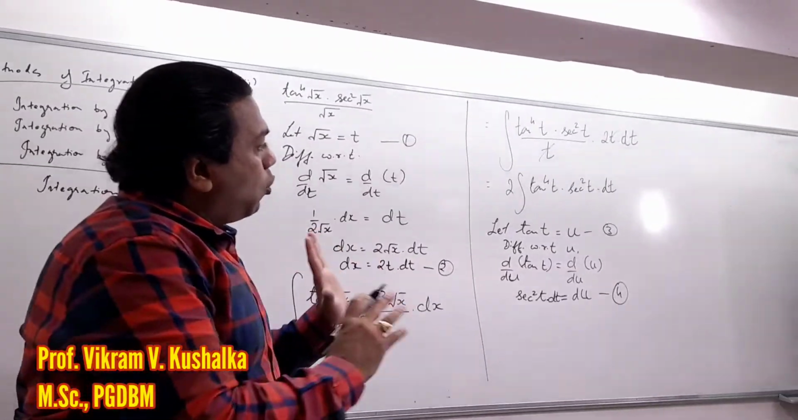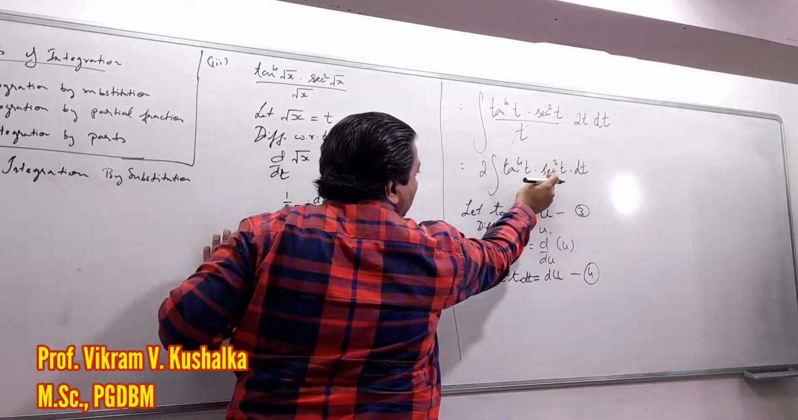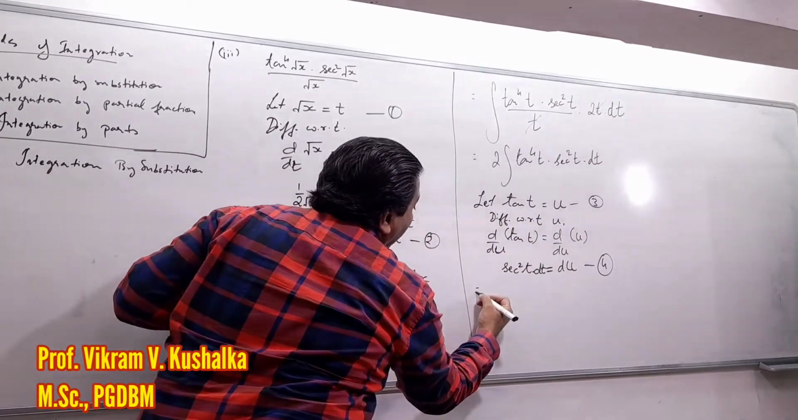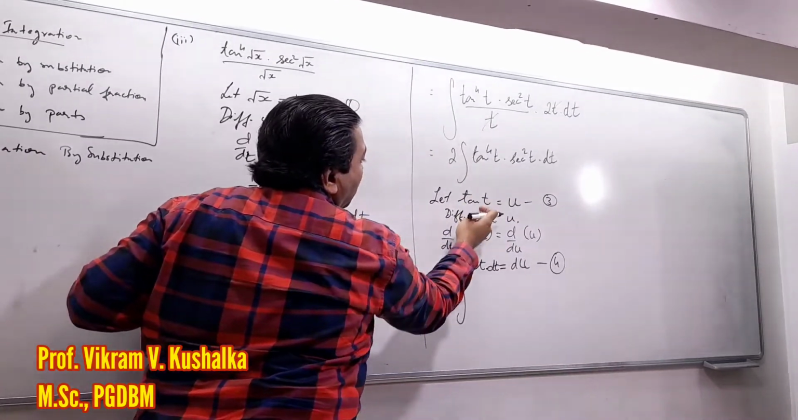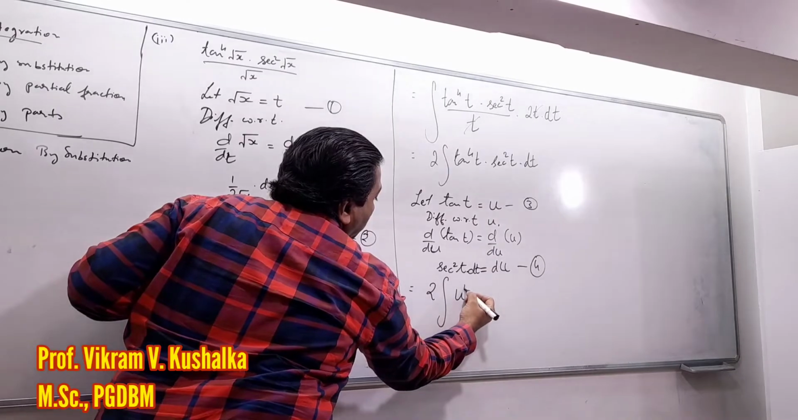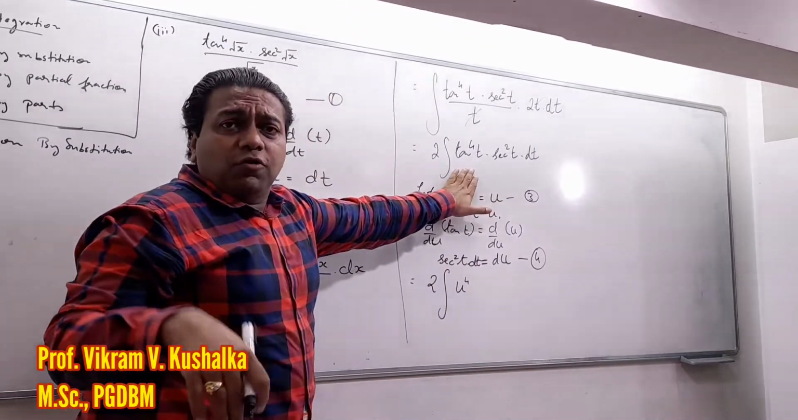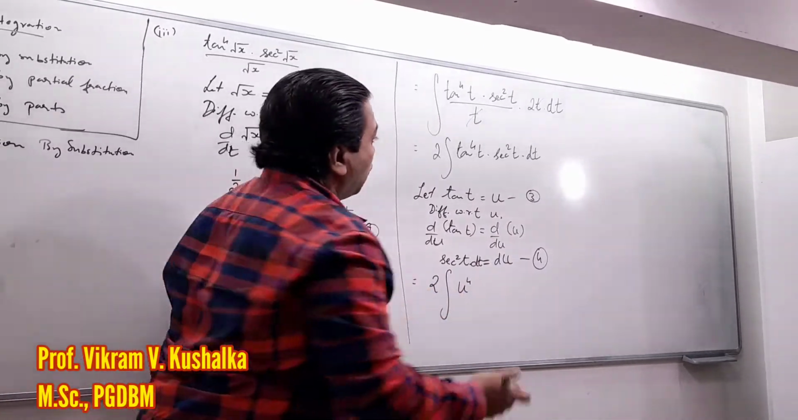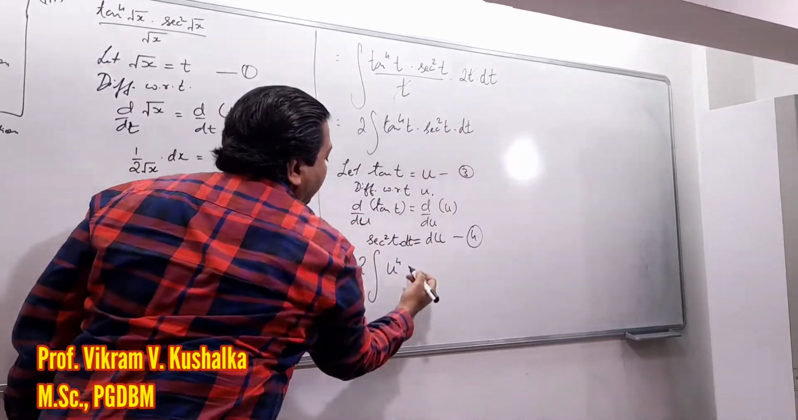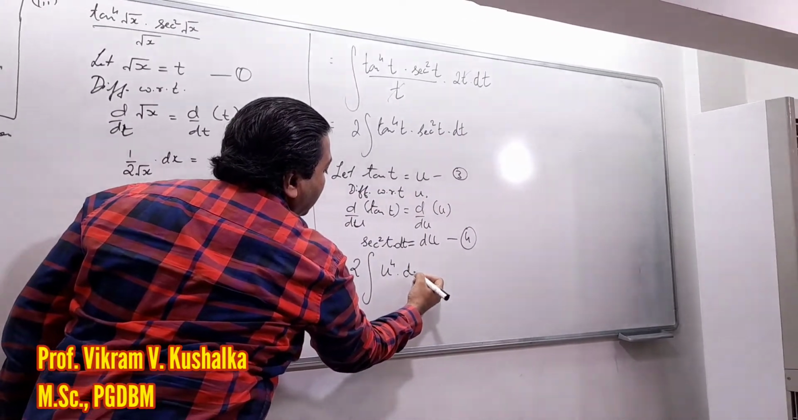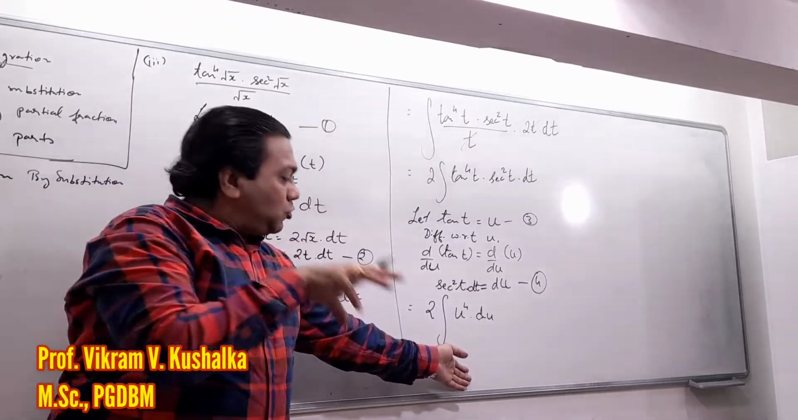Now when I look overall at my integrand, 2 integration of tan 4t into sec square t into dt, I can write this integrand as 2 integration of tan to the power of 4t. This becomes u to the power of 4 because tan t is u. So tan to the power of 4t is u to the power of 4. Sec square t dt is du. So I can write here sec square t dt is my du. Now this is a very simple integration, correct? Because you know the formula.